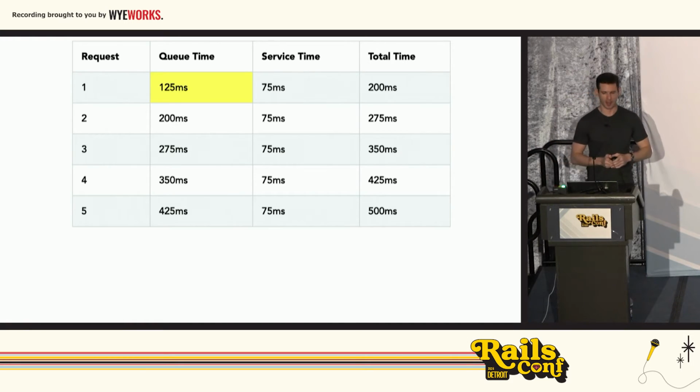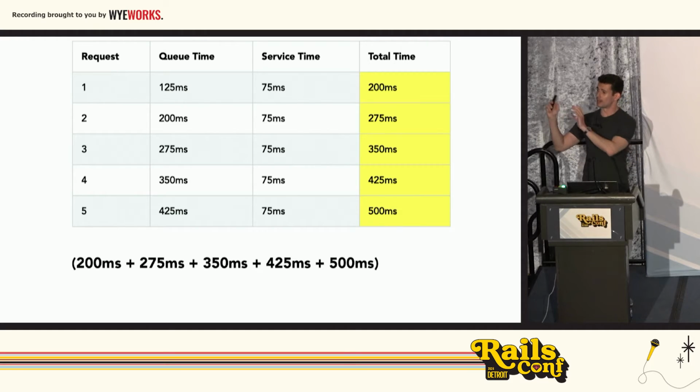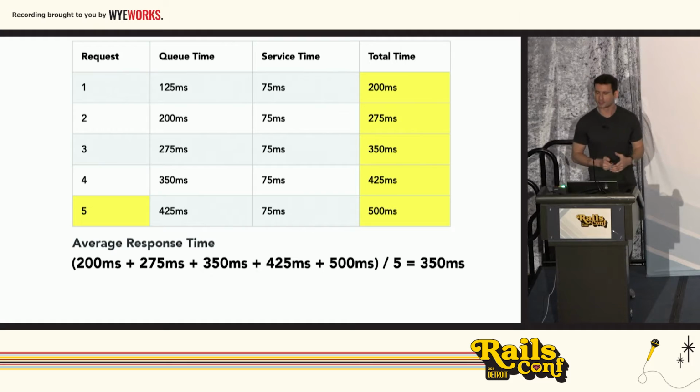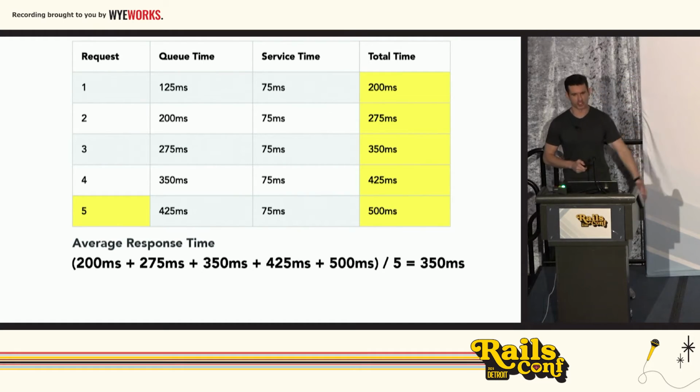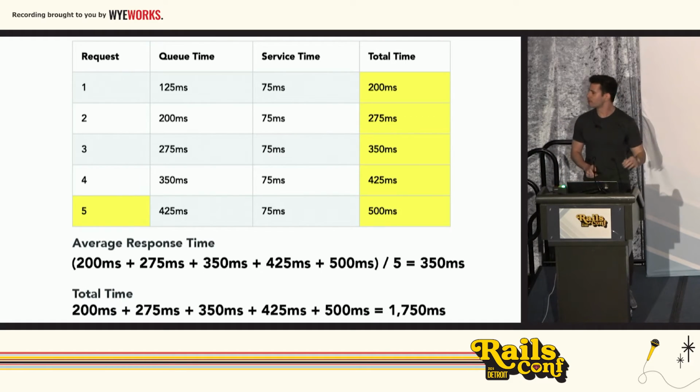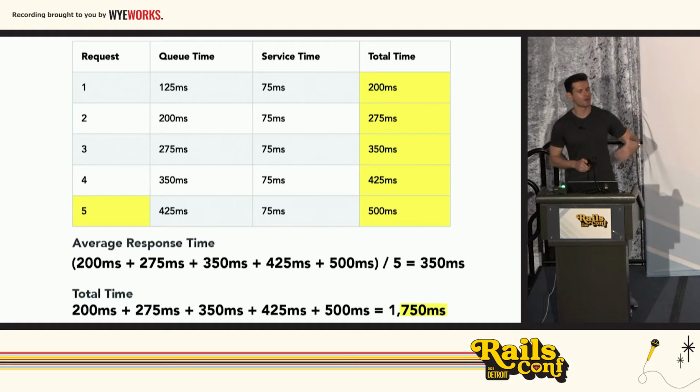Summing up our total response times and dividing that number by total requests, we can see that our average response time has now jumped to 350 milliseconds. And if we again take the sum of total response times, we're now at 1,750 milliseconds, or 750 milliseconds over that 1 second marker in time. And so we're compounding the issue of our queue backing up.